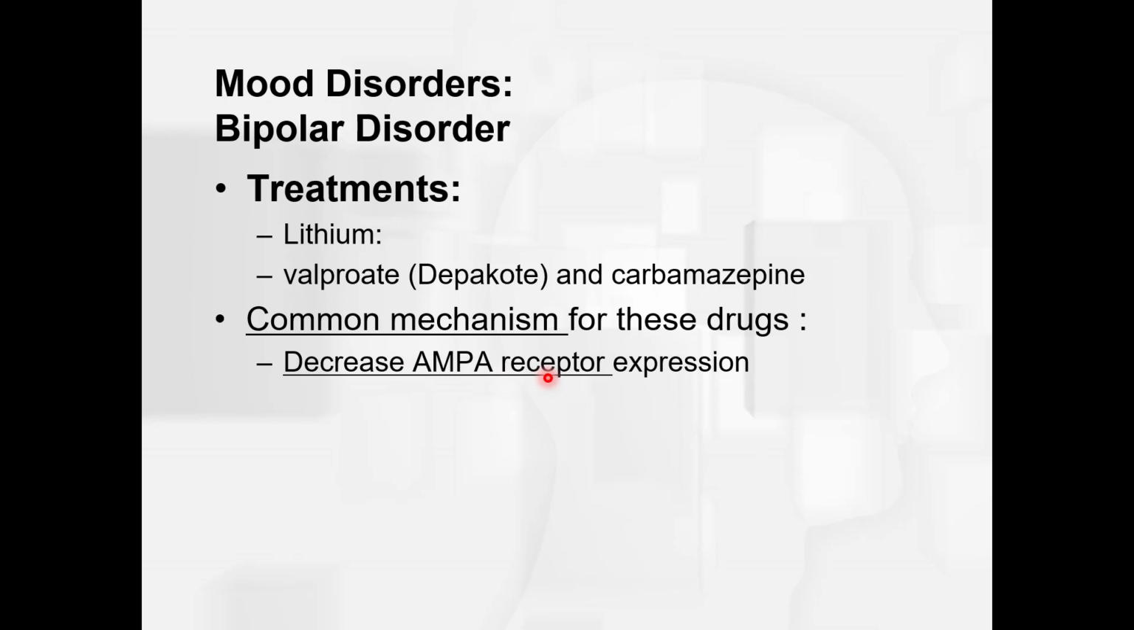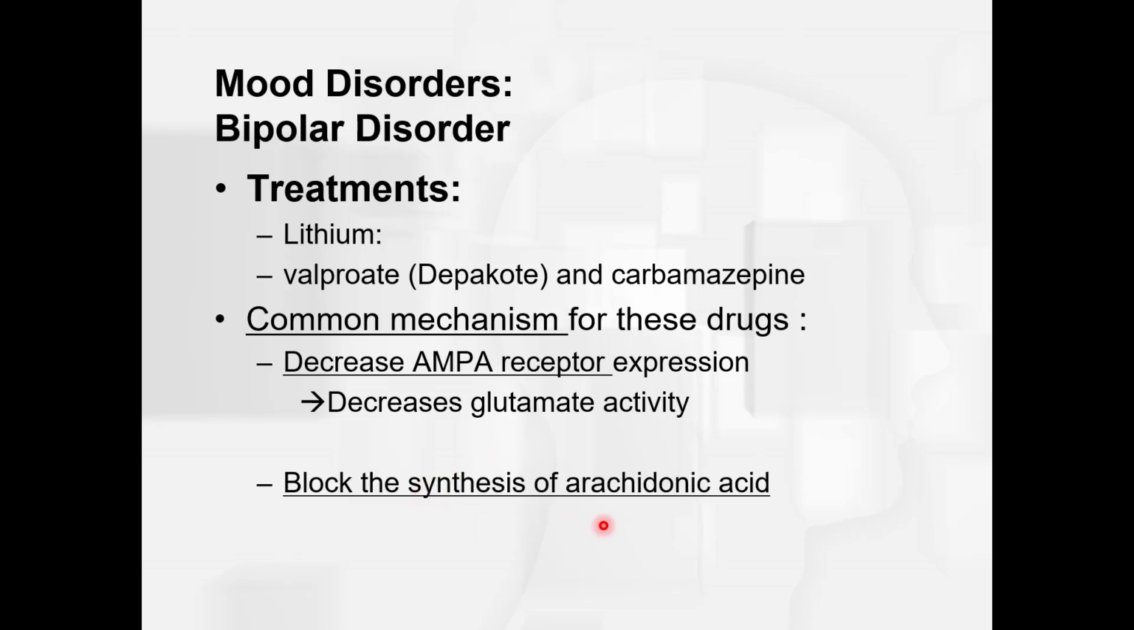A decrease in AMPA receptors would decrease the areas through which sodium could go into the neuron. And overall, that decreases glutamate activity. I've also seen some other places where it talks about how they have an effect on GABA receptors. Another thing that they may have in common is that they block the synthesis of something called arachidonic acid. Now, this isn't something that we've talked about, but arachidonic acid is something that's produced during brain inflammation.